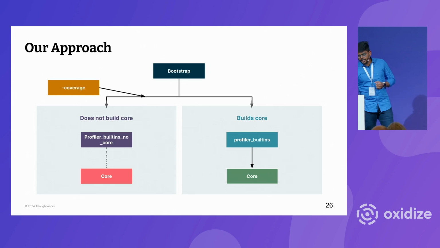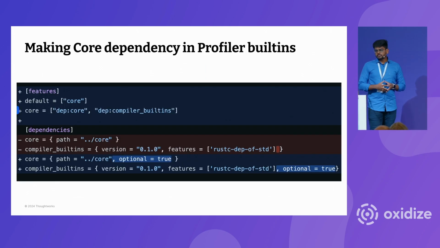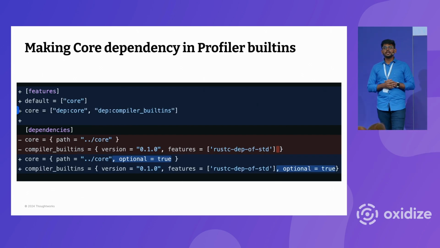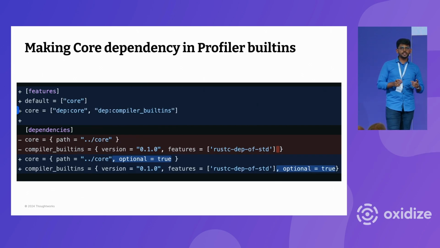Let's get into a bit more detail on this particular approach. In order to make this, first, there is something called an optional dependency, where you can make your dependency optional. We also introduced a couple of features. You can see a default and a core feature. By default, your core feature is enabled. Core feature here means that you need the dependency on core and the dependency on compiler built-ins.